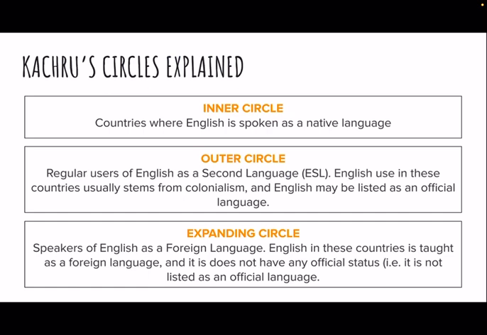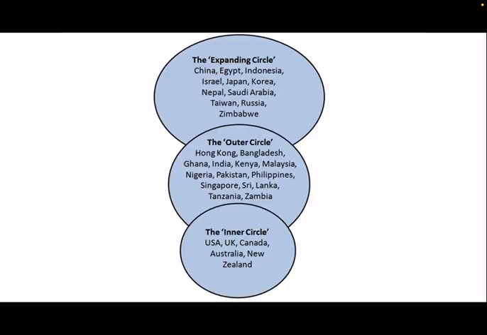And then the expanding circle is speakers of English as a foreign language. So English in these countries is taught as a foreign language and it doesn't have any official status. So that includes countries like China, Egypt, Indonesia, Israel, Japan, Korea, and so on.